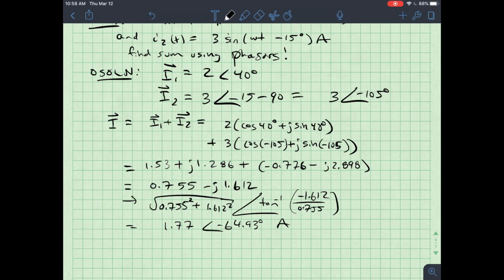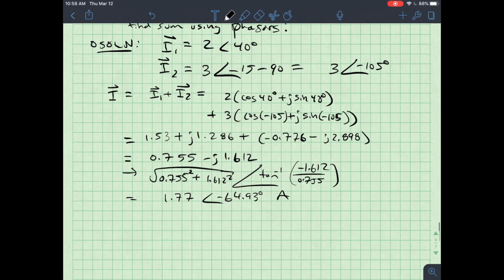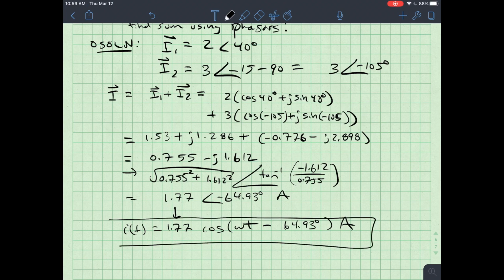Again, I'm not done. I need to convert this back into the time domain. So this in sinusoid form is 1.77 cosine of omega t. The original omega was given just as a variable, so omega t minus 64.93 degrees amps. And that's it.